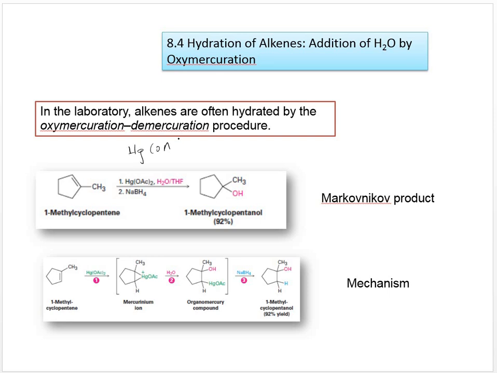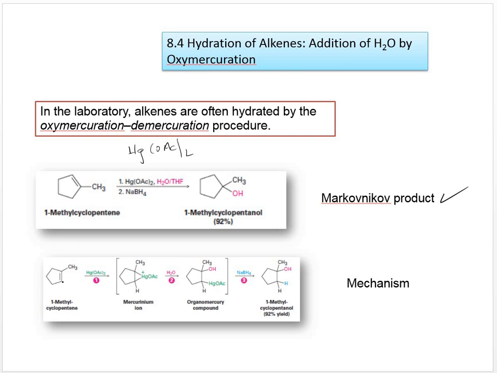Mercury OAc is acetate, and the procedure is two-step. In the first step, mercury adds itself to the carbon-carbon double bond, and it forms a cyclic mercurinium ion. In the second step, water adds to this intermediate, and we introduce an OH bond here, and this cyclic structure breaks up. And in the last step, when we use sodium borohydride, the mercury-carbon bond breaks, and we introduce a carbon-hydrogen bond. So basically, this is a Markovnikov product.